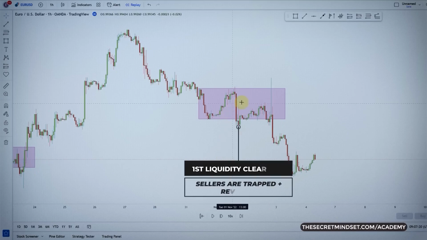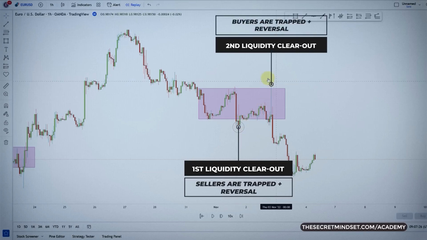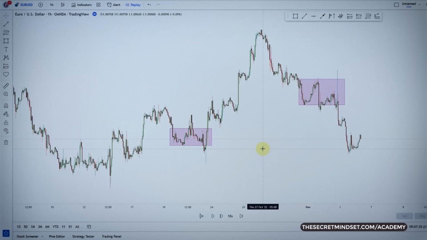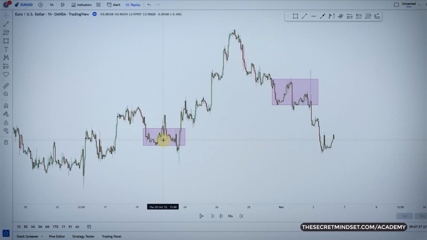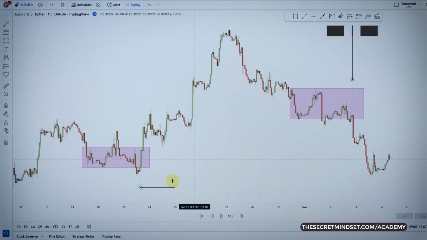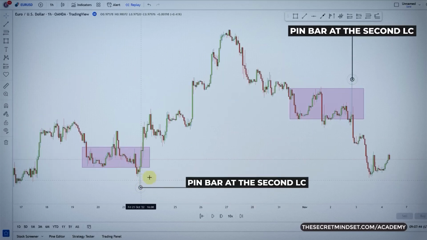And the second one is here. Liquidity clear-out, sellers are trapped, reversal, second liquidity clear-out. This time buyers are trapped, and price continues its recent downtrend. Both setups have one thing in common. Can you identify it? We have candles with large wicks during the second liquidity clear-out on both occasions.